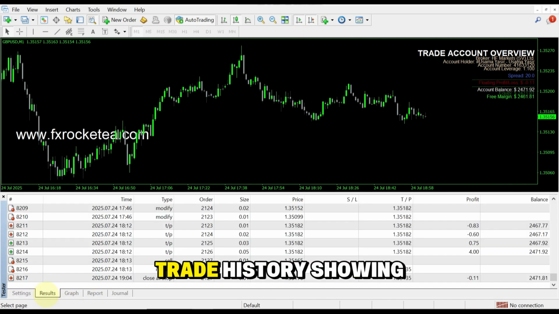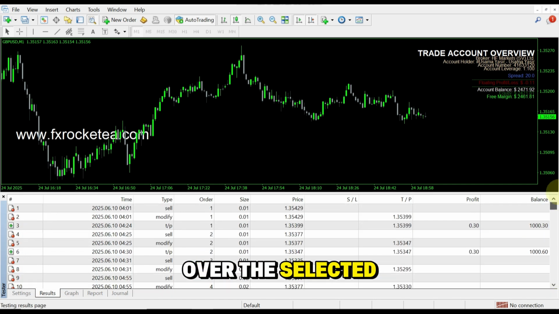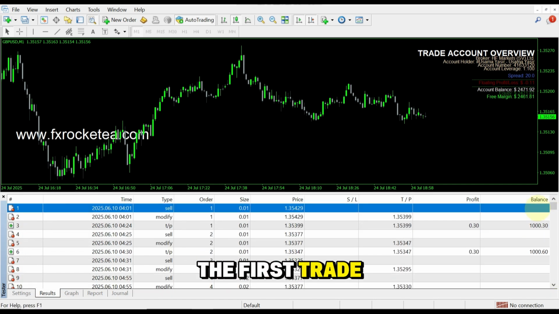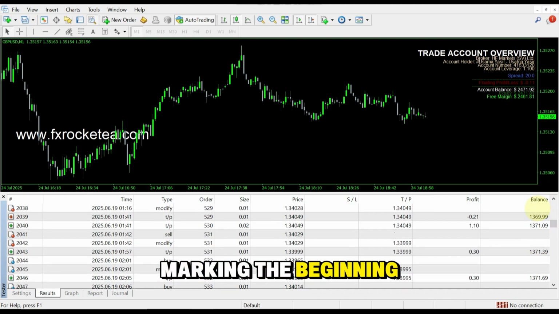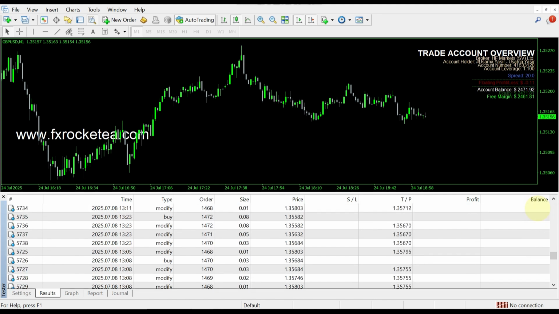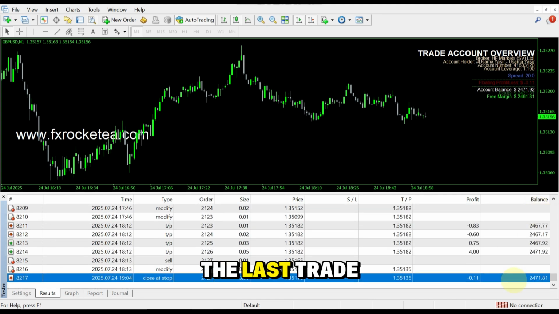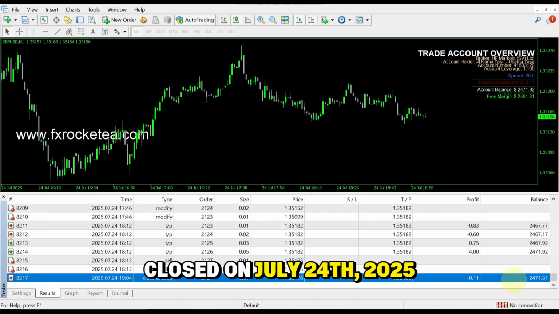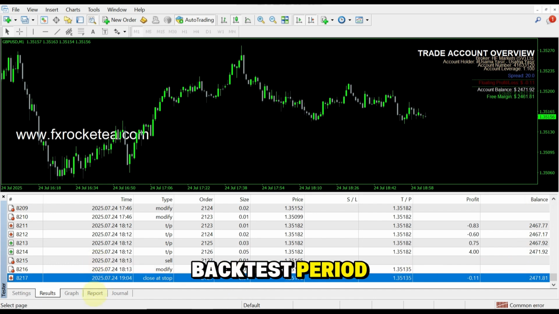Here's the detailed trade history, showing each position the EA executed over the selected period. The first trade opened on the 6th of October 2025, marking the beginning of the EA's performance cycle. The last trade closed on the 24th of July 2025, successfully completing the backtest period.